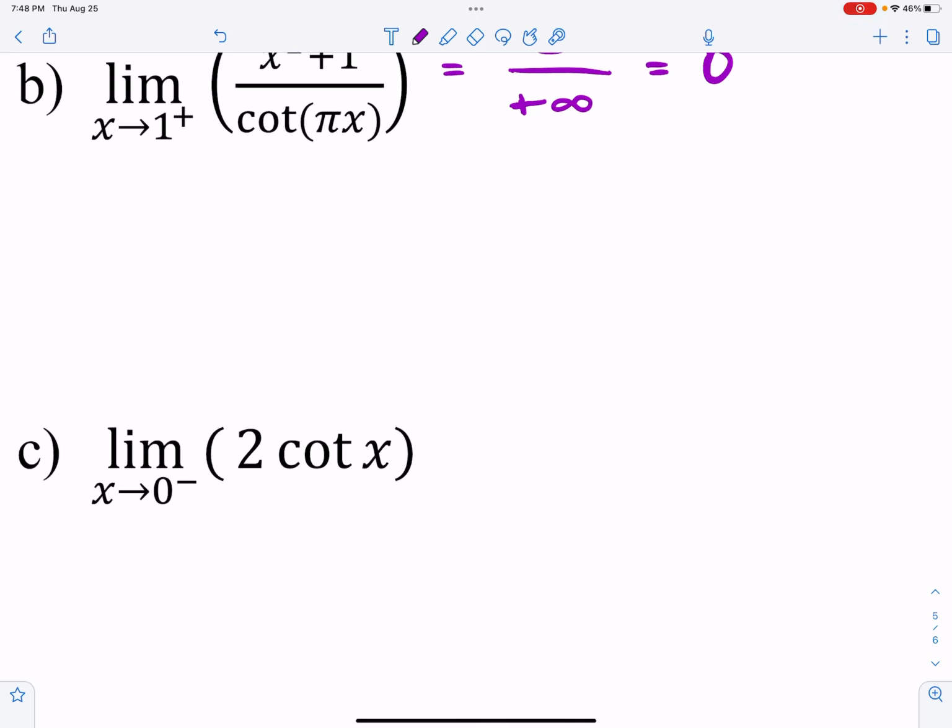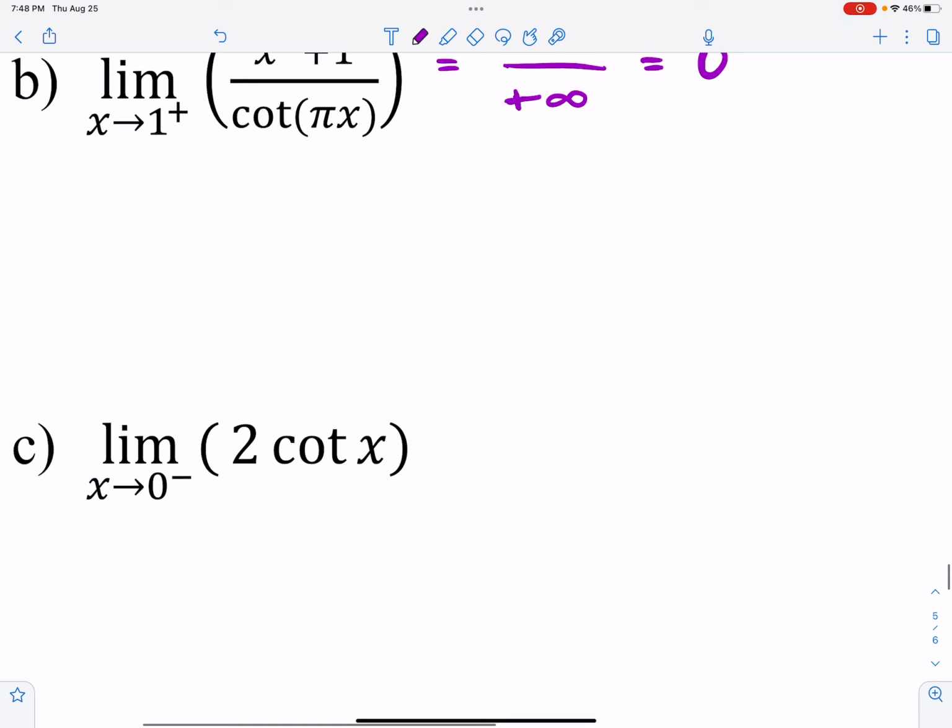Okay, and then our limit as x approaches 0 from the left. I know that cotangent has a vertical asymptote at x equals 0, just from my knowledge of cotangent. So as x approaches 0 from the left, cotangent would be decreasing without bound, so it would end up approaching negative infinity.